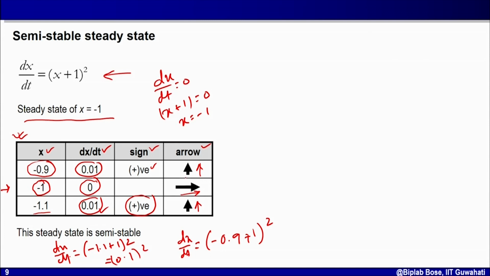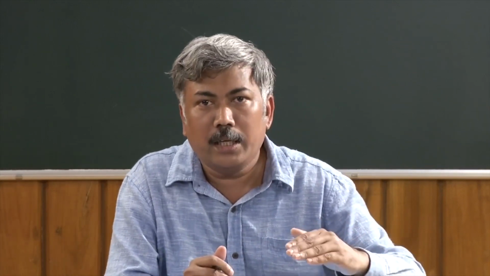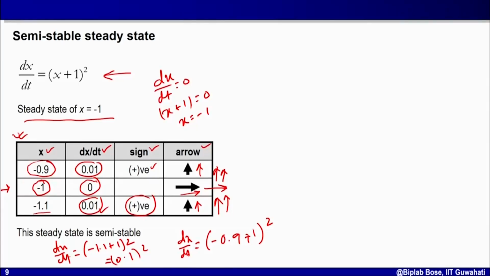So in this way, you can see here, this is the horizontal arrow representing the steady state. Two arrows: slightly lower value of x, slightly higher value of x. One is pointing towards the steady state, another one is going away from the steady state. So if you approach from one side, you will reach the steady state. If you start from the other side, you will go away from the steady state. So this type of system is semi-stable.